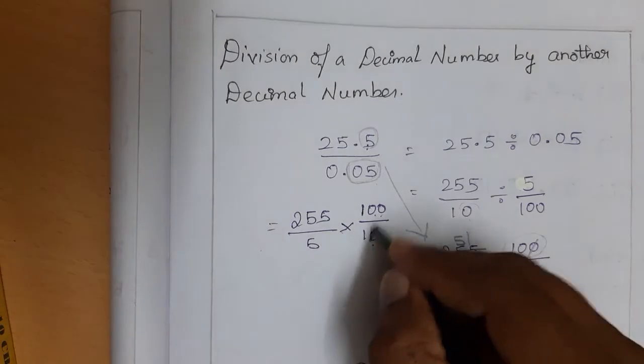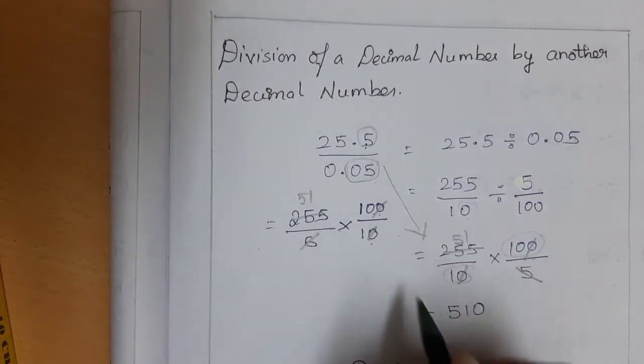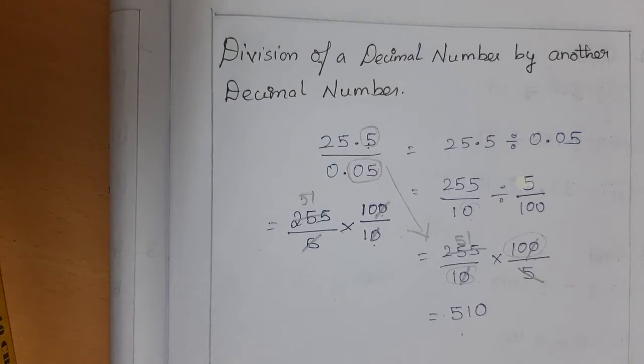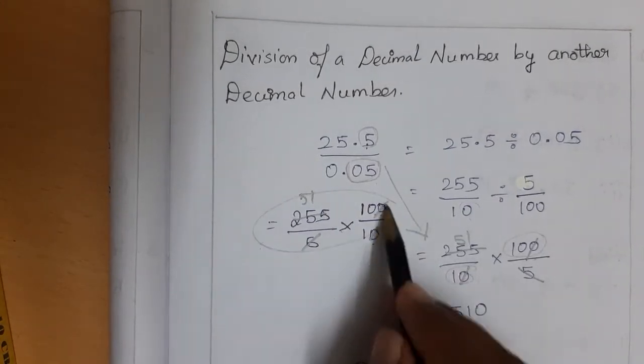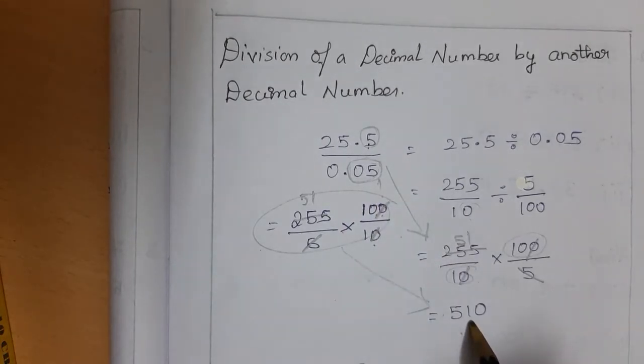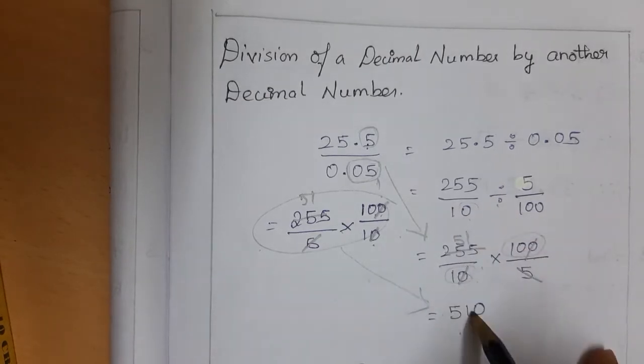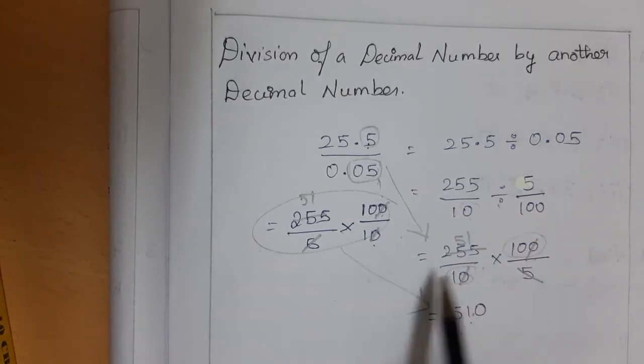The zeros get cancelled, 255 by 5 is 51, and 51 into 10 is 510, right? So we can use this and directly, within 2 steps, we get an answer. Here, if you see, it's 1, 2, 3 steps. So directly we can observe the pattern and go according to it.